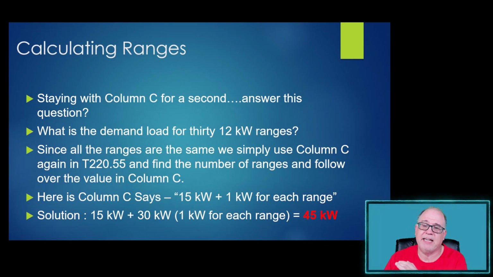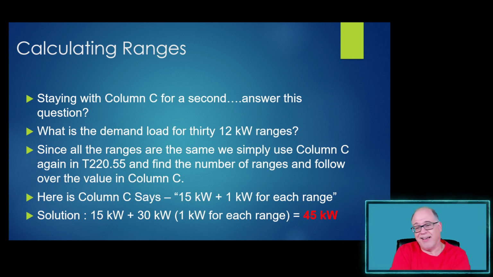So it said 15 kW plus 1 kW for each range. So it's 15 plus, how many ranges do we have in our question? 30. So that's 30 kW. So it's 15 plus 30 equals 45 kW. That's your answer. 45 kW or 45,000 watts. But you know me, I'm working a calculation, so I like to get it down to VA ultimately. That would be 45,000 VA. And that's your contribution.